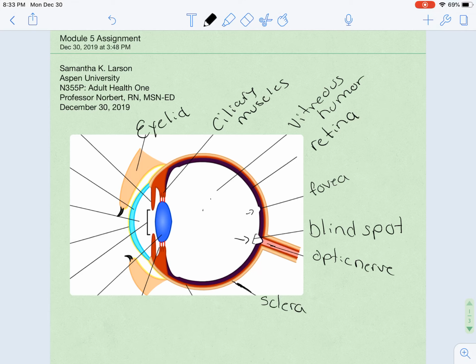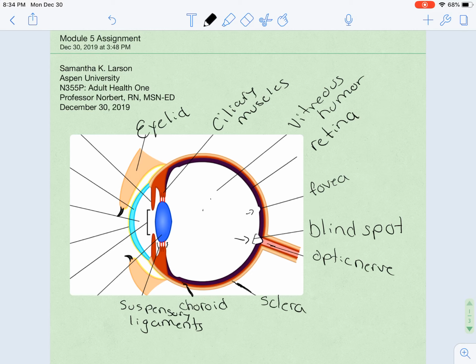Then if we come over here, this red layer right here is the choroid. The choroid is a dark and pigmented layer. It actually absorbs light and stops it from being reflected back into the eye. And then these lines right here that you see are the suspensory ligaments. The suspensory ligaments hold the lens in place, and they connect it to the ciliary muscles.